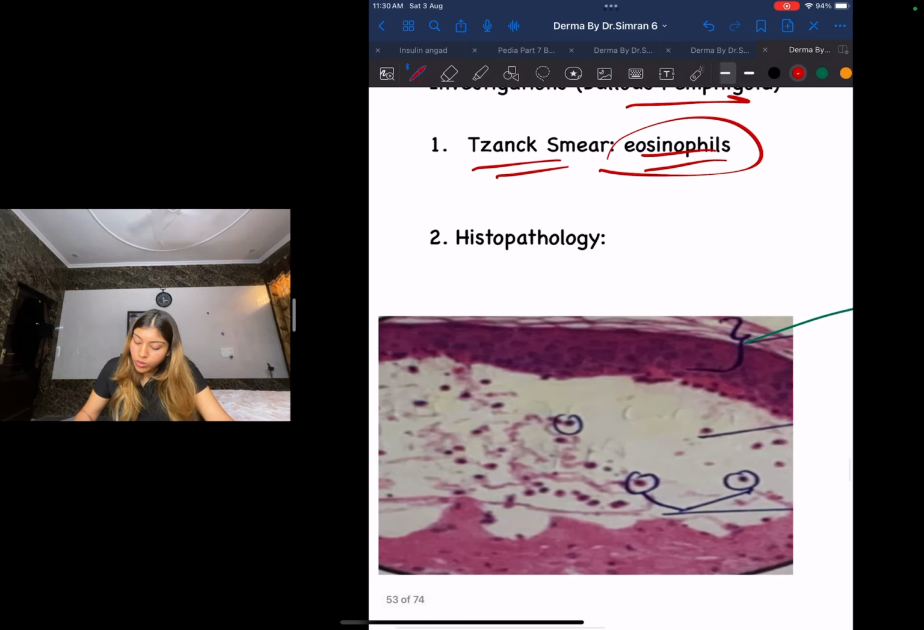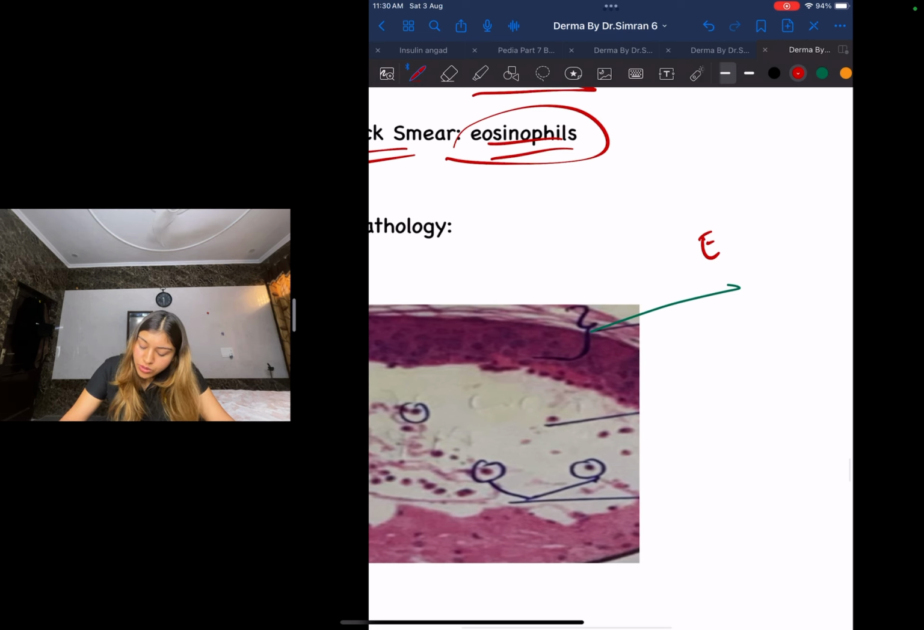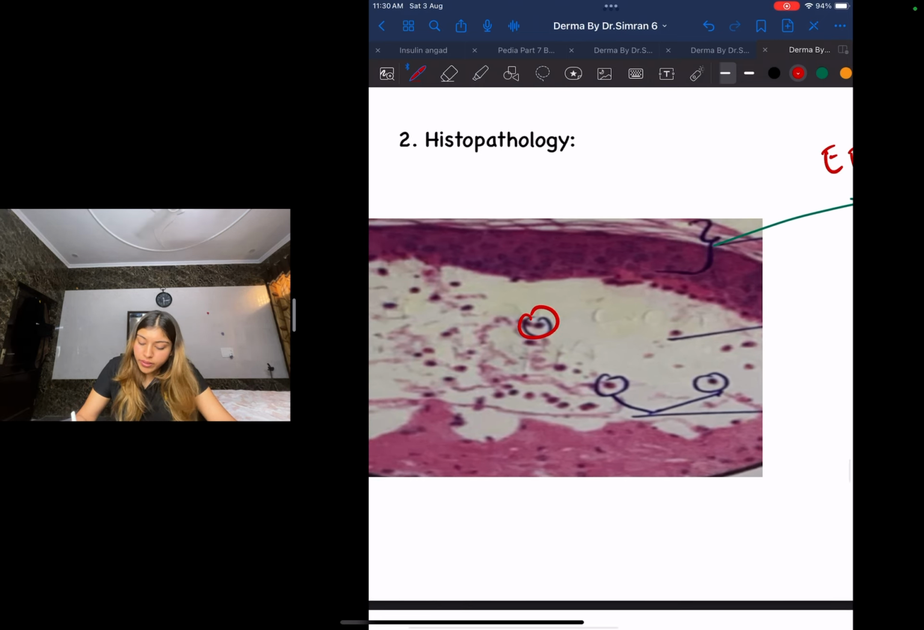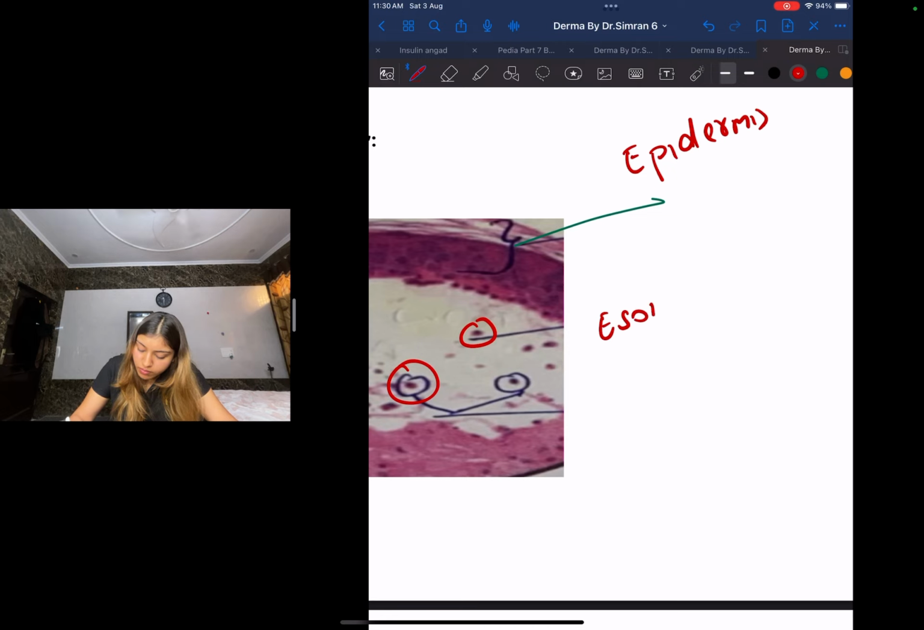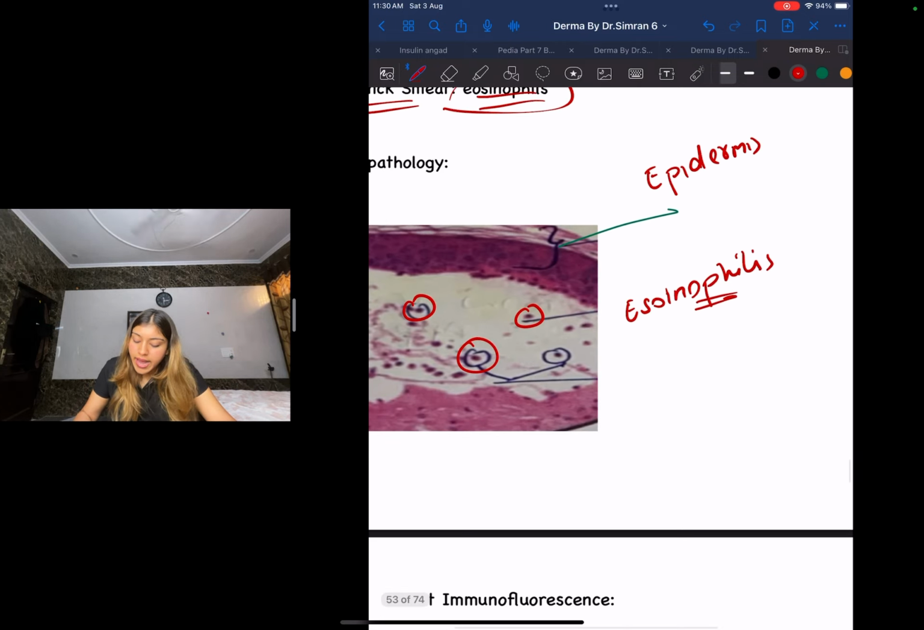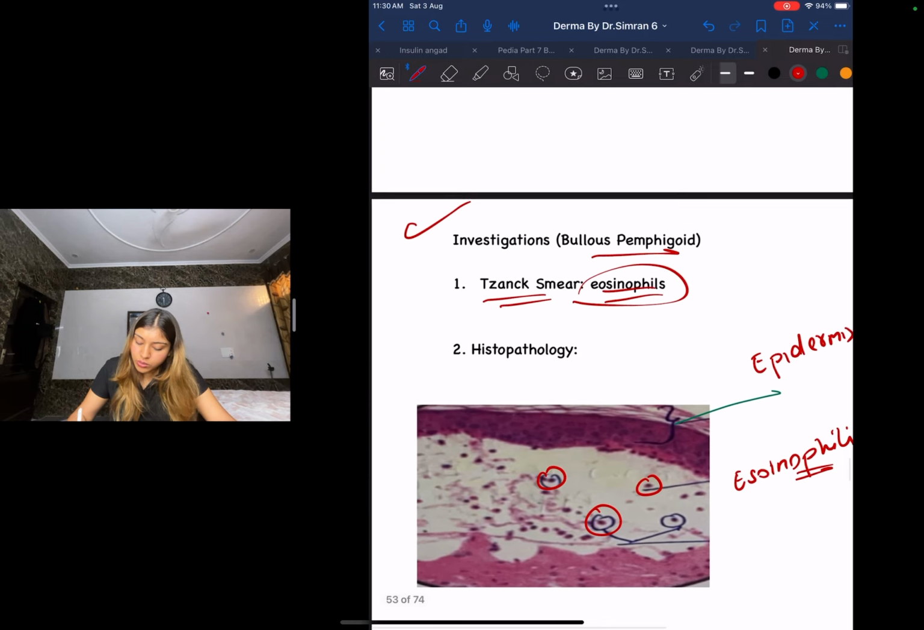Now guys, look at this image. This is going to be your epidermis. These cells that I can see over here are going to be my eosinophils. These are the two things that you need to keep in your mind.